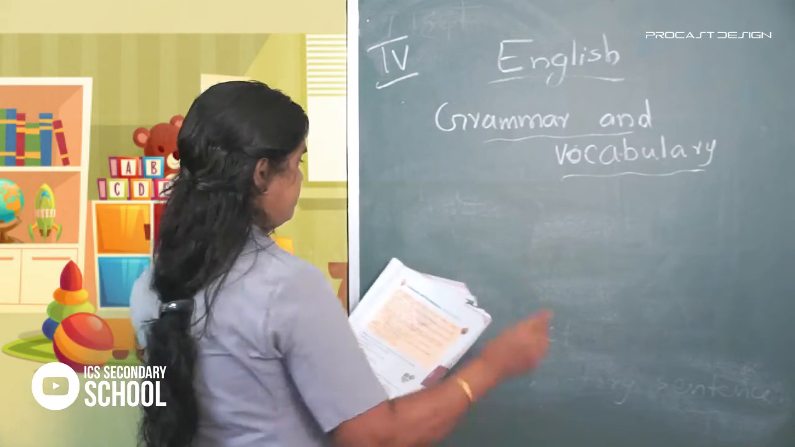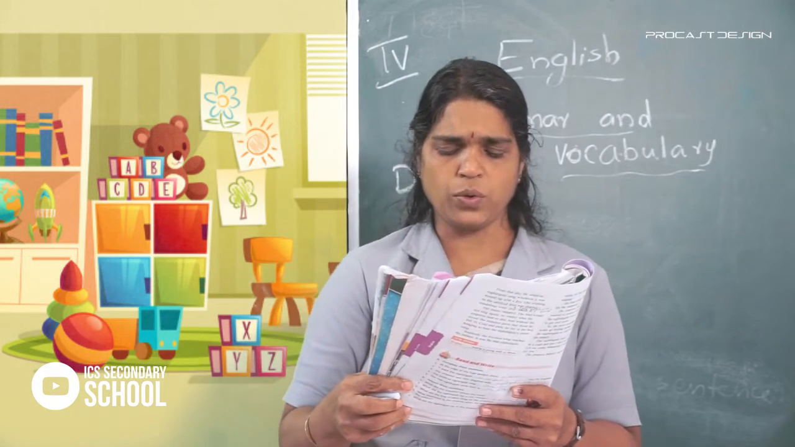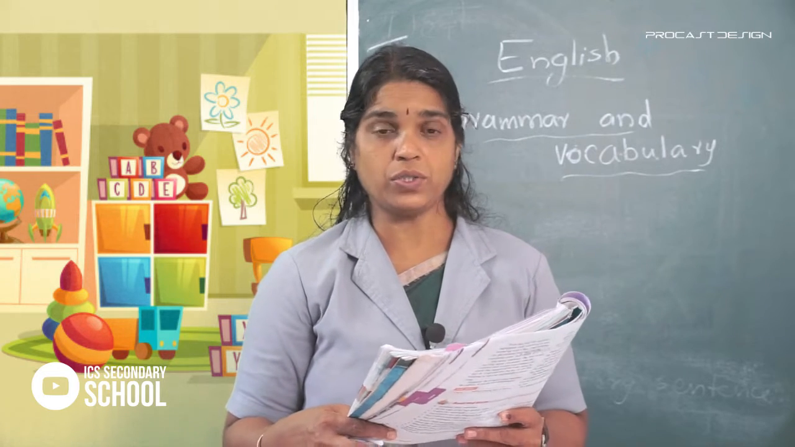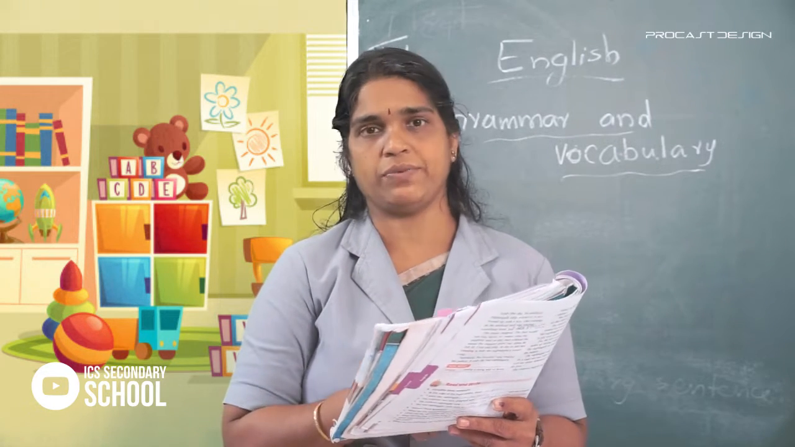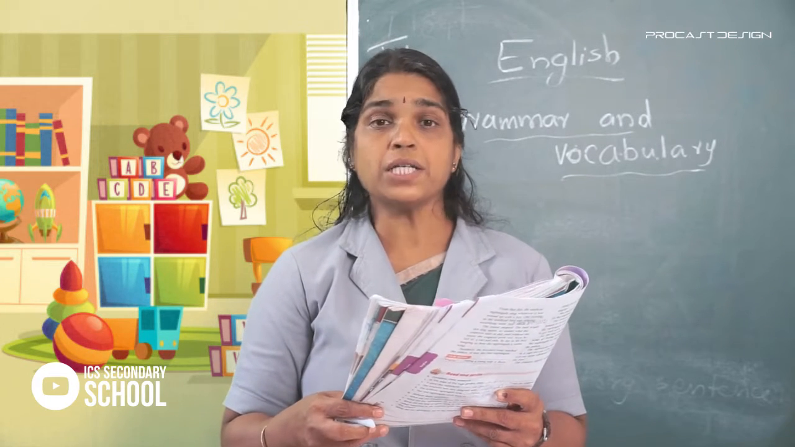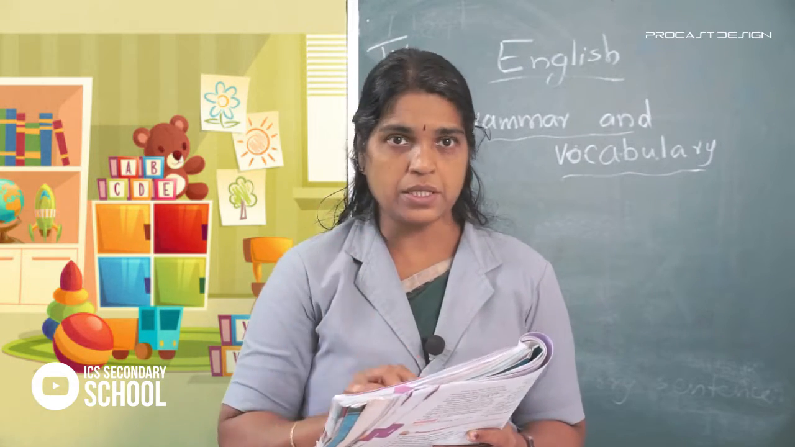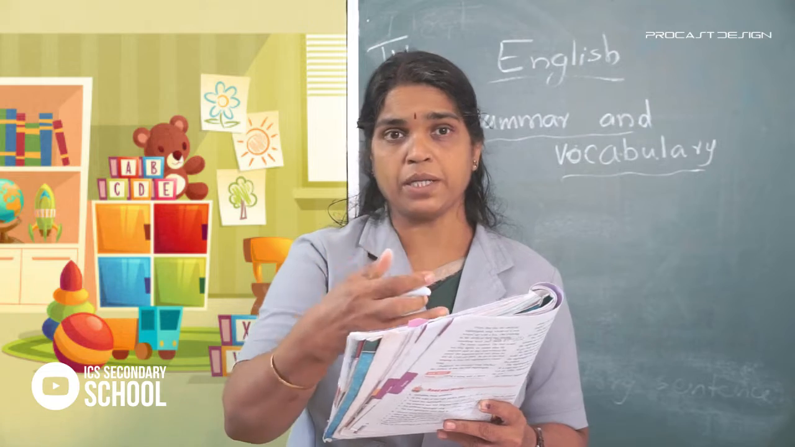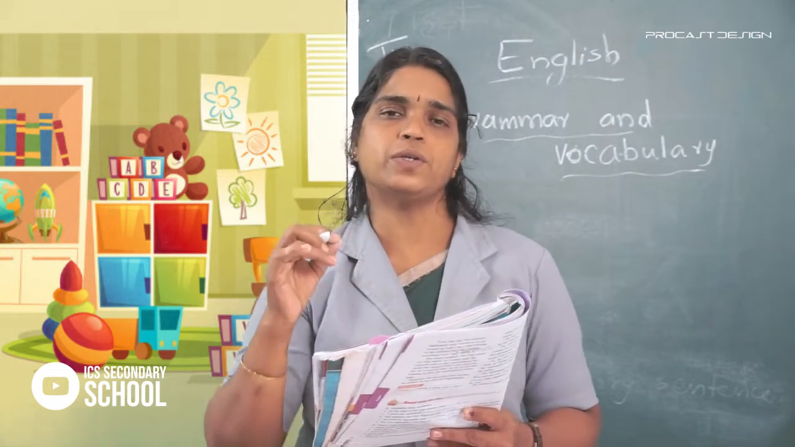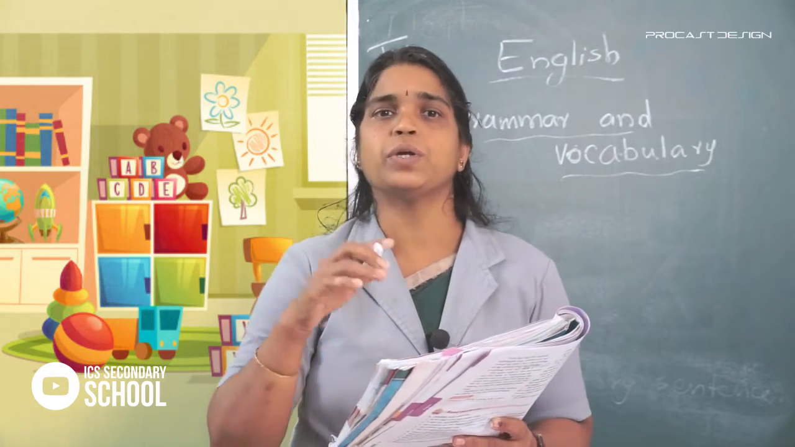Activity D. Okay. Rewrite these groups of words as sentences. Punctuate the sentences correctly. What do you have to do? Rewrite this group of words as sentences. Punctuate the sentences correctly. You should add punctuation, which means you should add a capital letter. If it is a statement, command or request, you should add a full stop. If it is a question, you can add a question mark. If it is an exclamatory sentence, you can add an exclamation mark. Like that you can punctuate that.